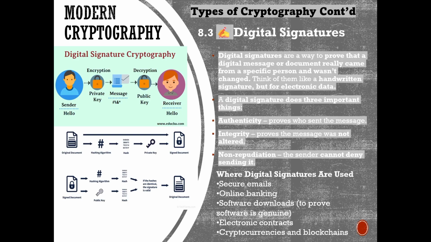Now, here are some areas in which digital signatures are used. It is used to secure emails, online banking, software downloads. This is to prove that the software is genuine, electronic contracts, and also cryptocurrencies on blockchain. Now, as indicated, digital signatures use the two previous types of cryptography. It can use encryption and decryption, or it can also be through the hashing and hash functions.